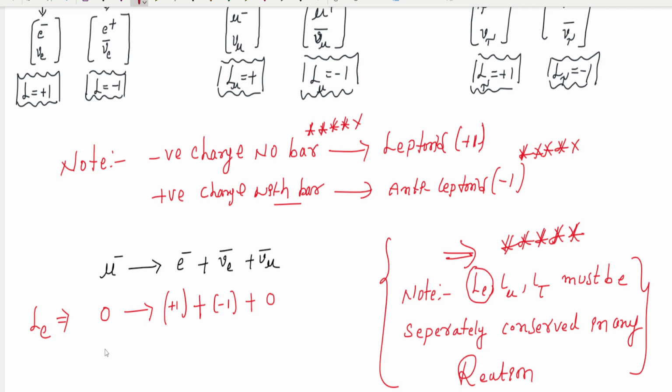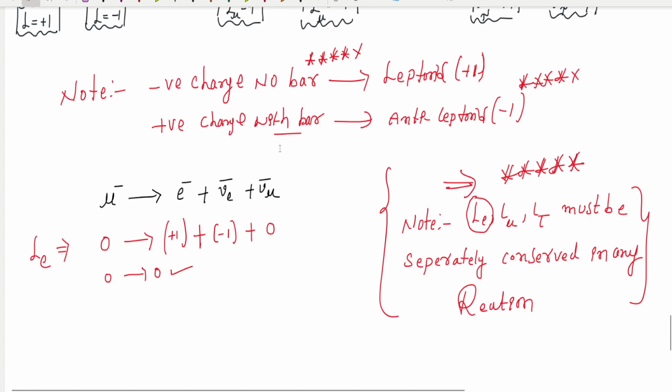Therefore 0 tends to 0. Then everybody says this is conserved, but it is not conserved. Let us see, I want to check this one. This is how we need to find the solutions. Okay.